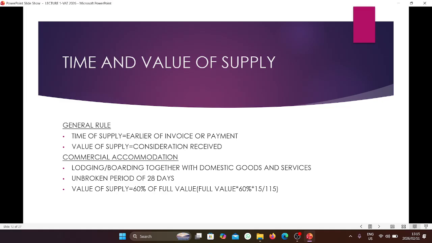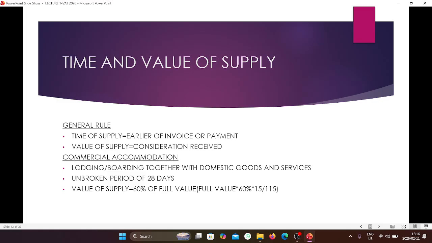Time and value of supply. In tax it's very important to know when something is going to be paid, when something has to be submitted, and at what value it's supposed to be submitted. So we have this time and value of supply in tax and in VAT. For VAT specifically, there's a general rule, which is the default. The time of supply is the earlier of invoice or payment.